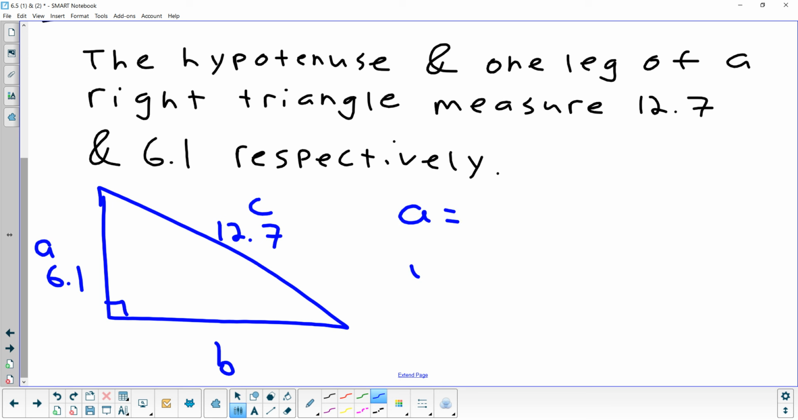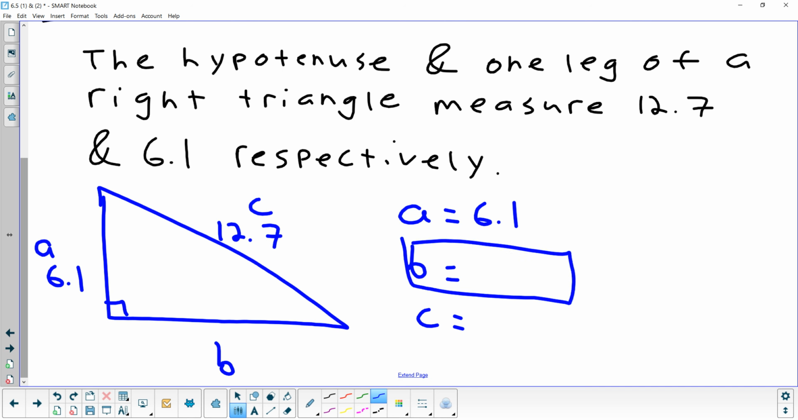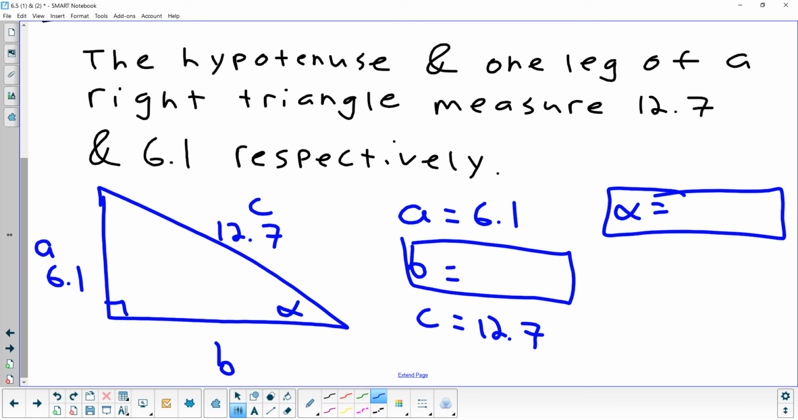Next, let's make a table. All right, so A, 6.1. B, don't know. C, 12.7. Okay, alpha, don't know. Beta, don't know.